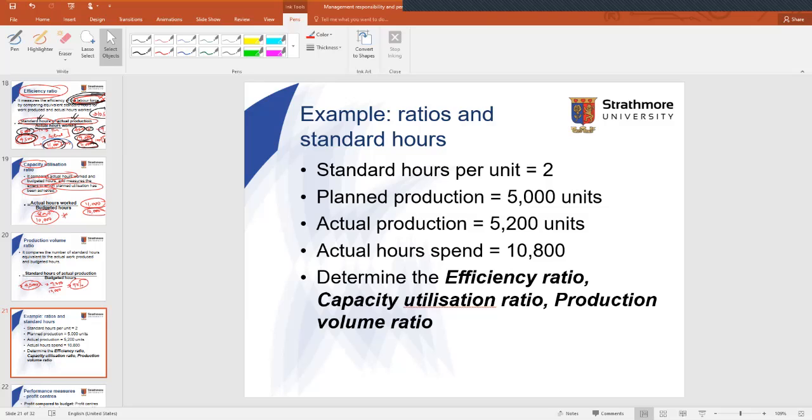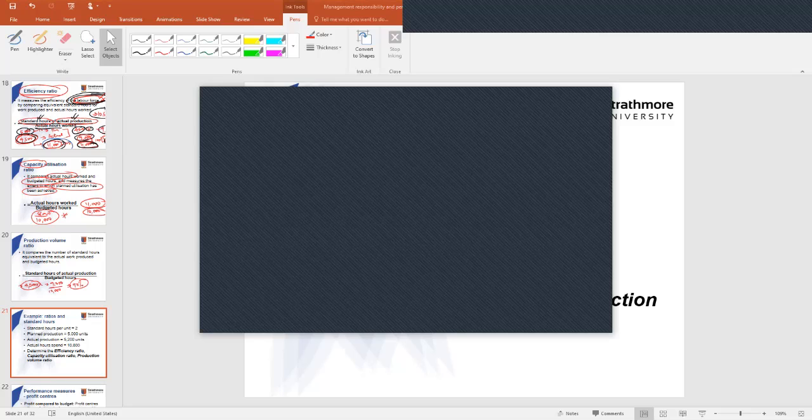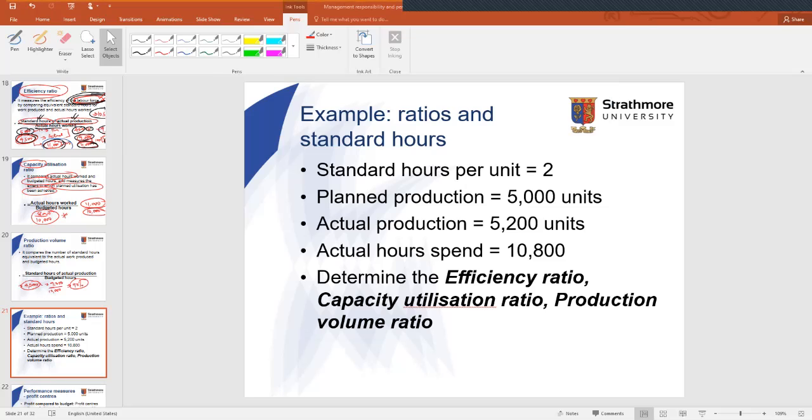Okay, let's attend to it together. Let's presuppose that you have gone through it. So in this case, you need to get the efficiency, capacity utilization, as well as the production volume ratio. Okay, let's begin with the efficiency.